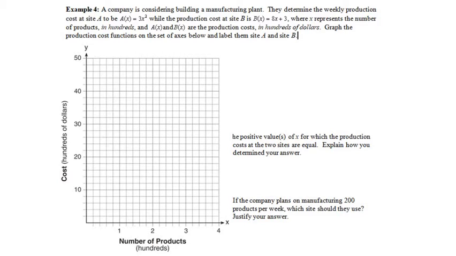All right, let's add some real-world applications to our systems here. Let's take a look at this question. A company is considering building a manufacturing plant. They determine the weekly production cost at site A to be A of x equals 3x squared, while the production cost at site B is B of x equals 8x plus 3.